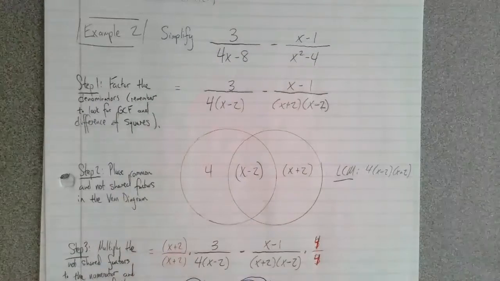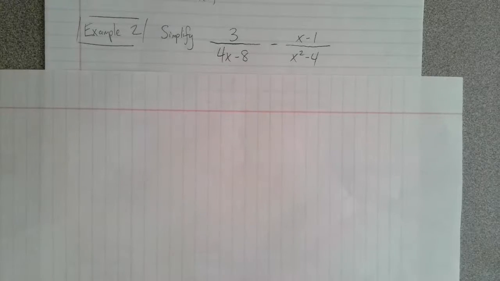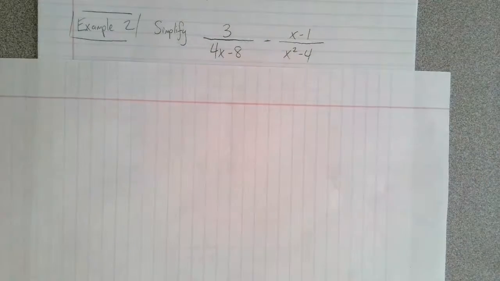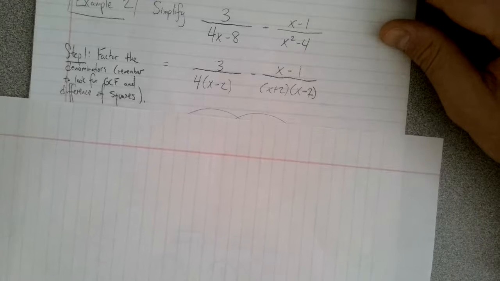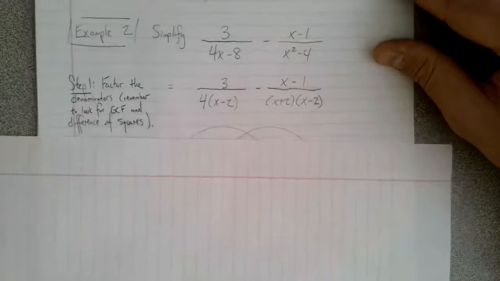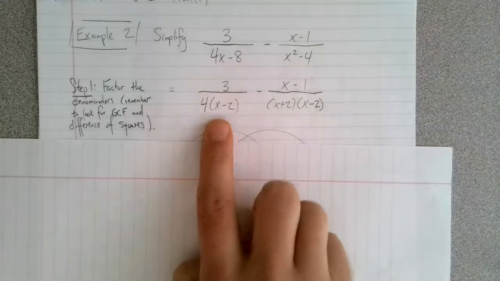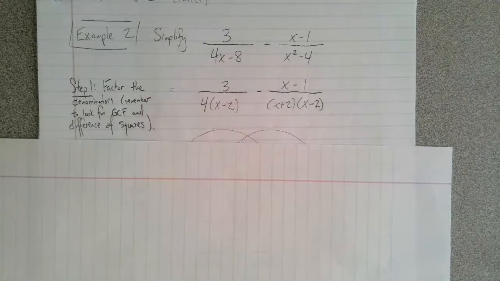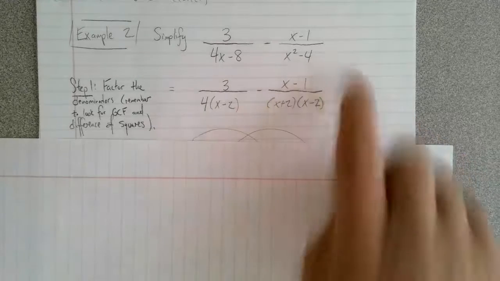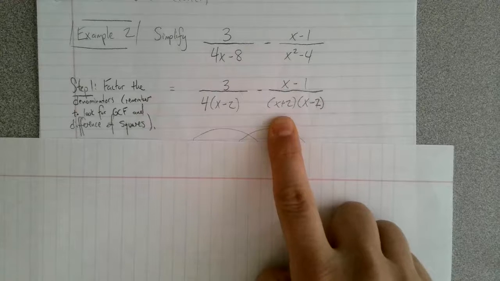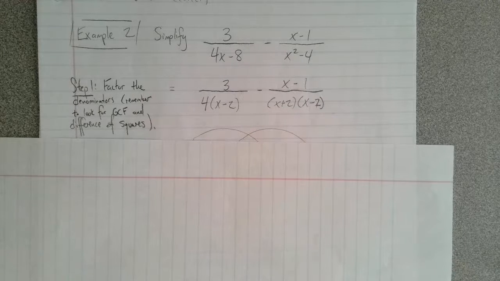Anyway, cool. So we are going to simplify the subtraction of these two fractions. And so just like before, our first move is going to be factoring the denominators of each fraction. We have a greatest common factor of 4 on the left side, so we factor out that 4. And in the denominator of the fraction on the right, we have a difference of squares, x squared minus 4. And so that gets factored as (x + 2)(x - 2).